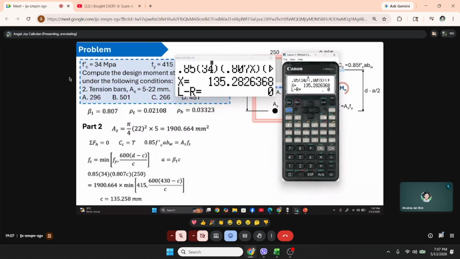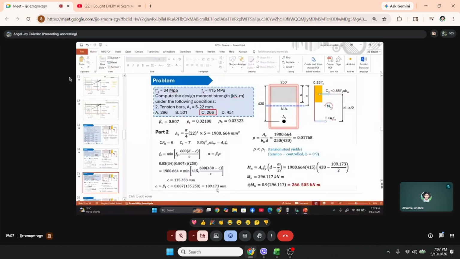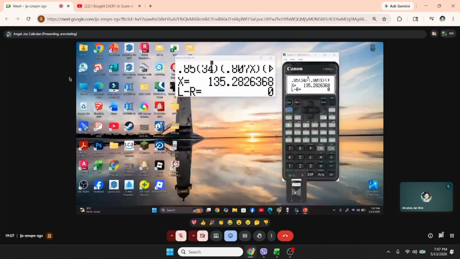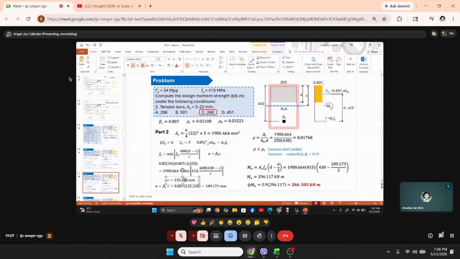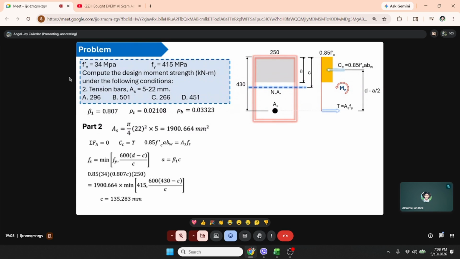135 point, ang type error na sa 28283. 135.28. So c is equal to 135.283 millimeters.